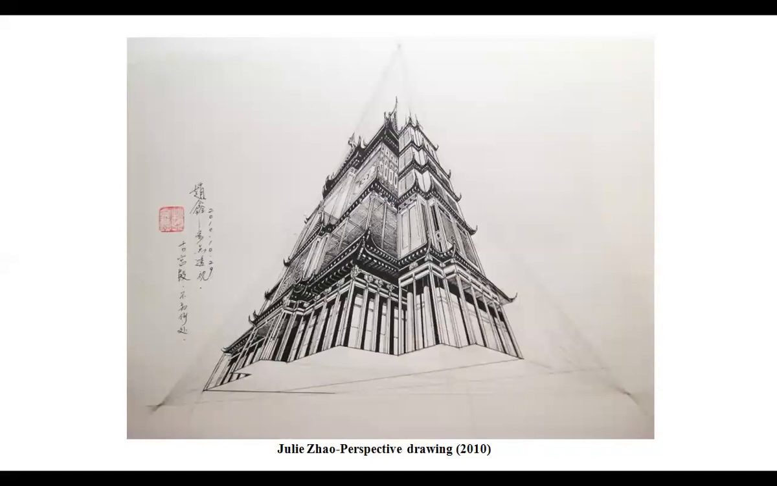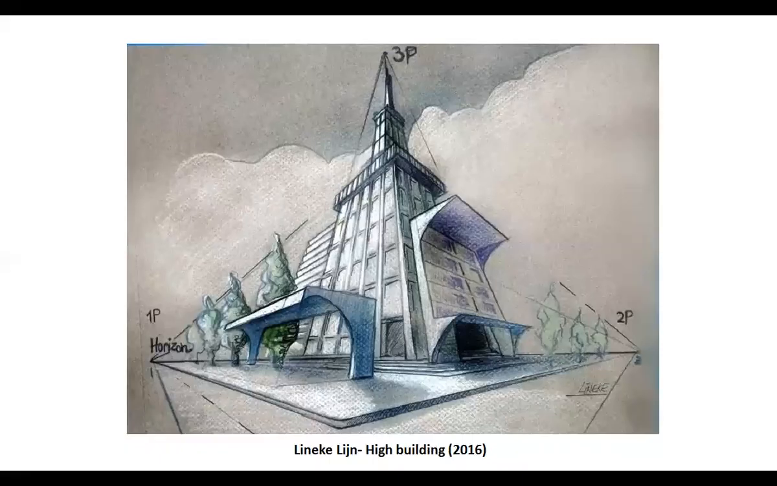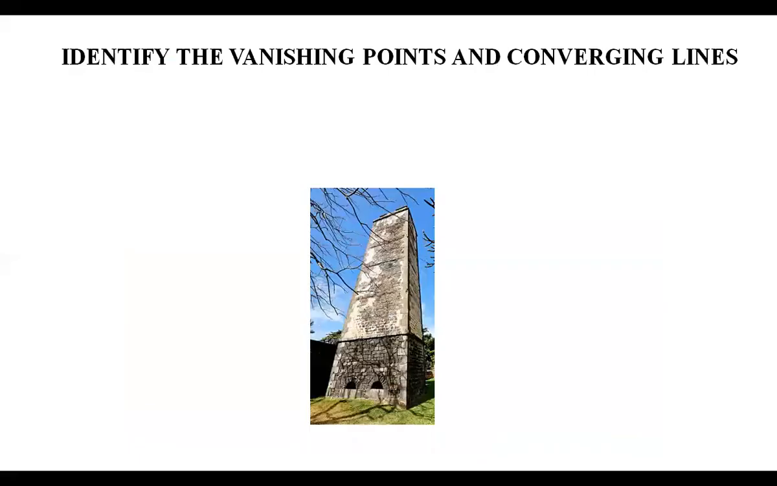Observe the converging lines of this challenging architecture done by Chinese artist Julie Zhao, and this high building realized by Lineke Lijin, an American-born artist. Let us do a small workout. This is a three-point perspective picture of the Goodlands Old Sugar Mill chimney situated in the north of Mauritius. Observe it carefully. Can you identify the vanishing points and the converging lines?